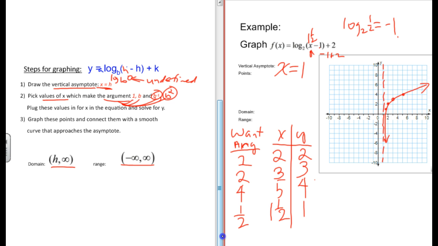Take a look at this. Would you agree this kind of looks like an exponential turned sideways? Which it should, because remember, they're inverses of each other. So the x's become the y's, and the y's become the x's. And that is the graph of a log.